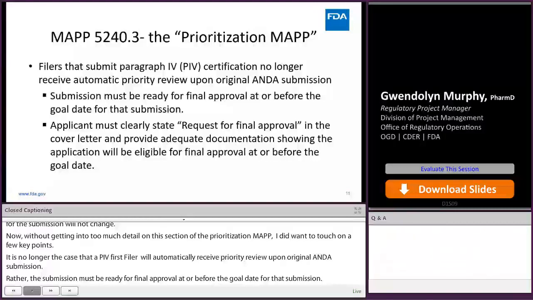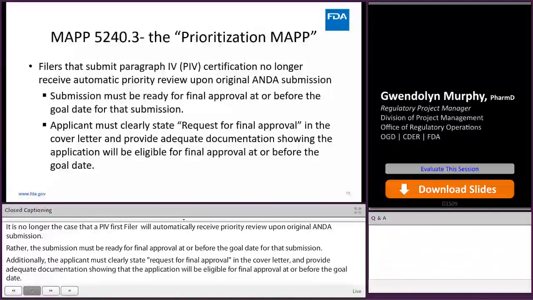For example, if a 30-month stay applies and that stay will not end until after the goal date for the submission, then the submission is not considered eligible for final approval at or before the goal date, and therefore that submission would not receive a priority review.